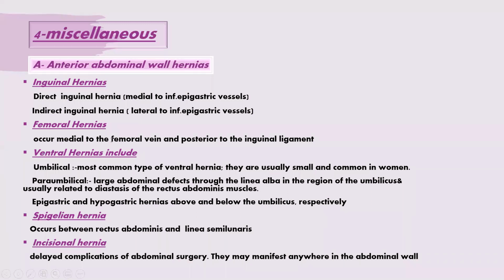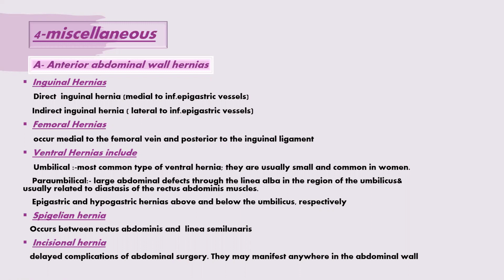Ventral hernia, which includes umbilical, paraumbilical and epigastric and hypogastric hernia. The umbilical is the most common type of ventral hernia. They are usually small and common in women. The paraumbilical is a large abdominal defect through the linea alba in the region of the umbilicus and usually related to diastasis of the rectus abdominis muscle. Epigastric and hypogastric hernias are above and below the umbilicus respectively.